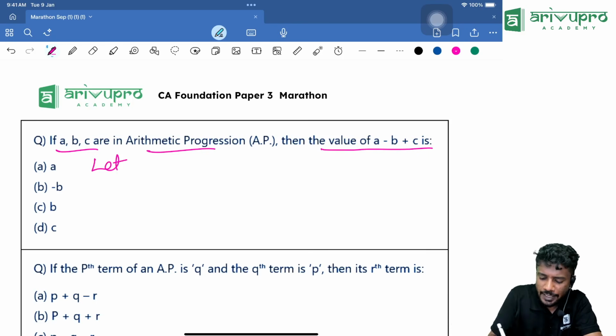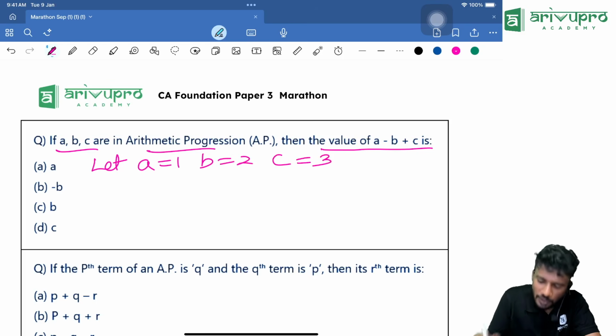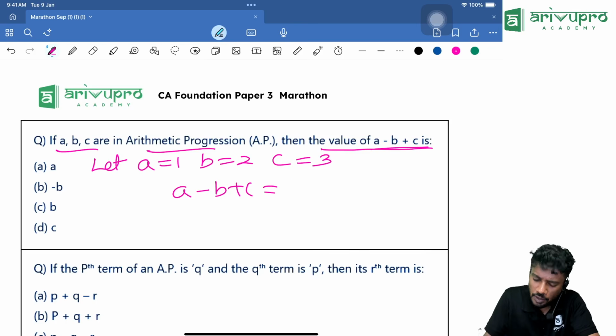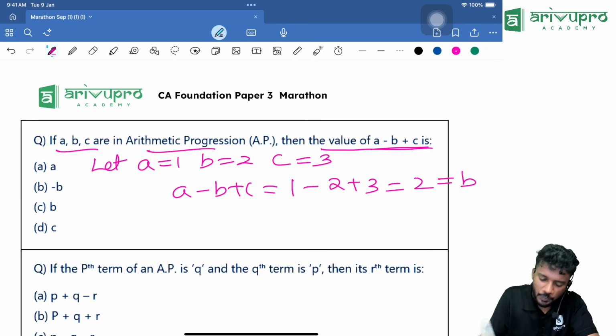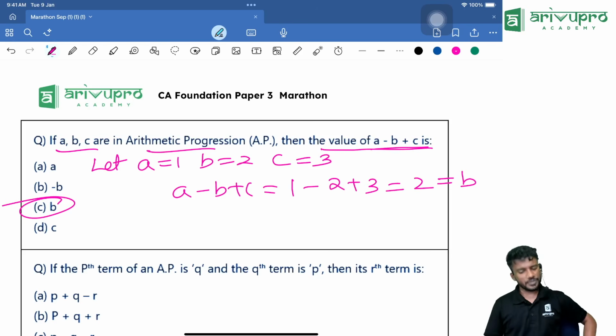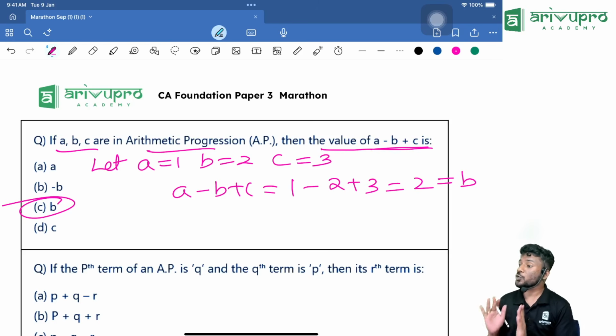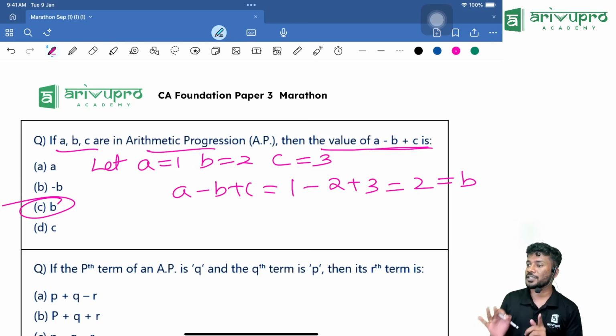Let A is equal to 1, B is equal to 2, C is equal to 3. That means A minus B plus C is equal to how much now? 1 minus 2 plus 3, which is equal to 2, which is equal to what? B. That means our answer is option C. Whenever they are giving questions like this, always assume. Assumption is the easiest method to get the answer.